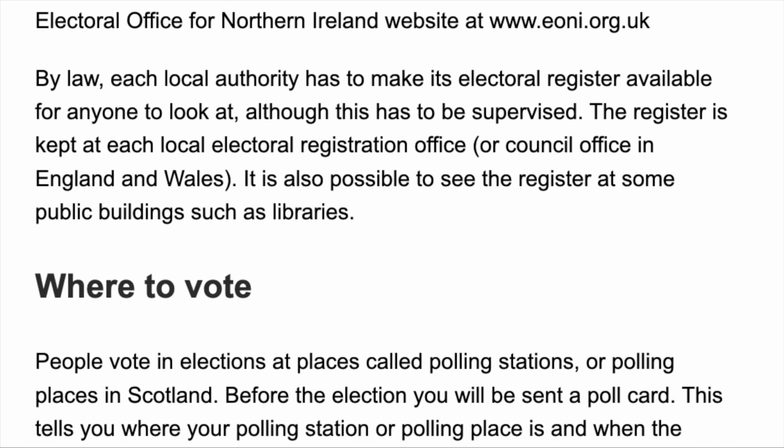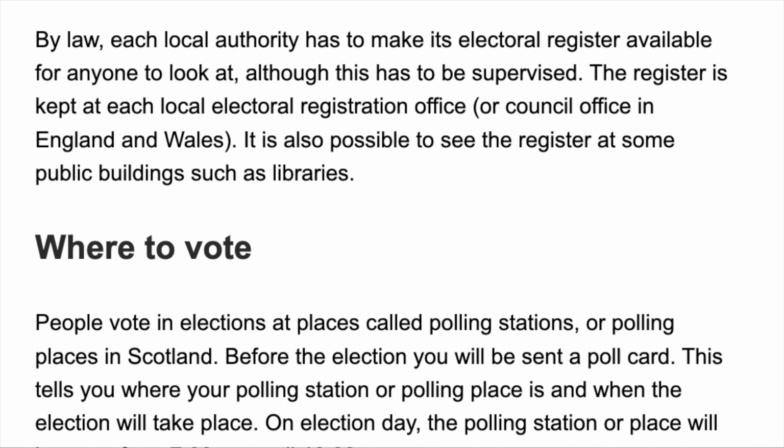www.eoni.org.uk. By law, each local authority has to make its electoral register available for anyone to look at, although this has to be supervised. The register is kept at each local electoral registration office or council office in England and Wales. It is also possible to see the register at some public buildings such as libraries.